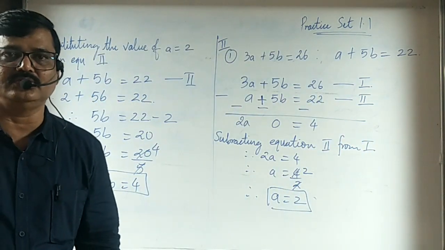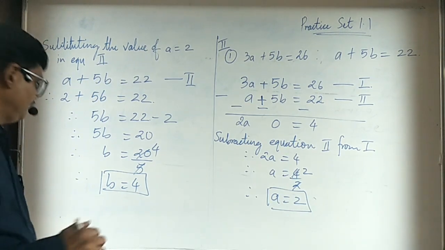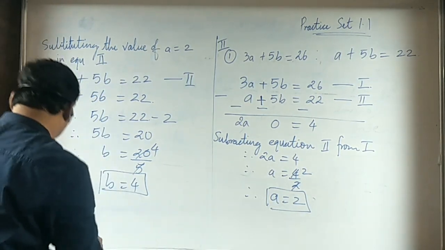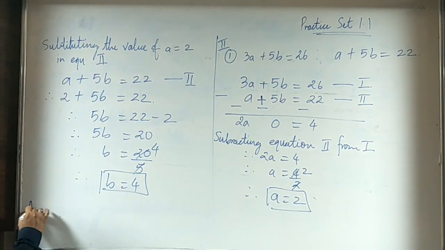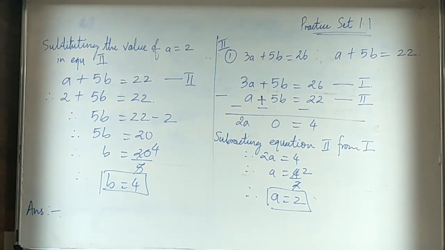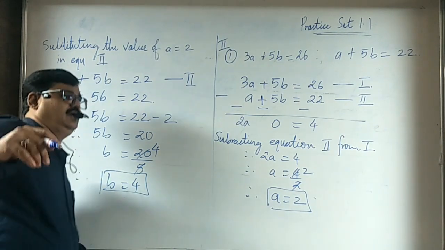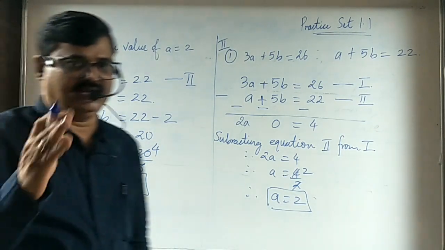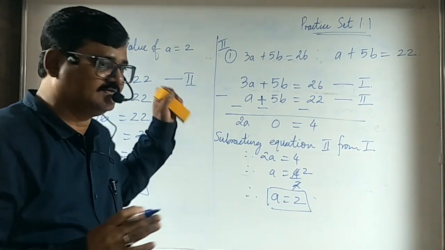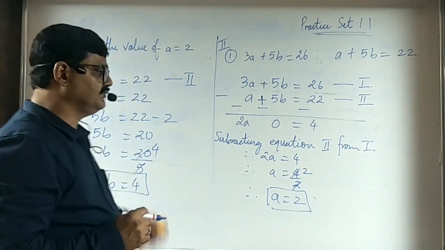Now I have to write the final answer. How to write it: you have to write it down on the side of the margin outside, a and a semicolon. Which variable comes first, a or b? You have studied in your lower standard that alphabet a comes first. So the value of a we have to write first, and the value of b afterwards.